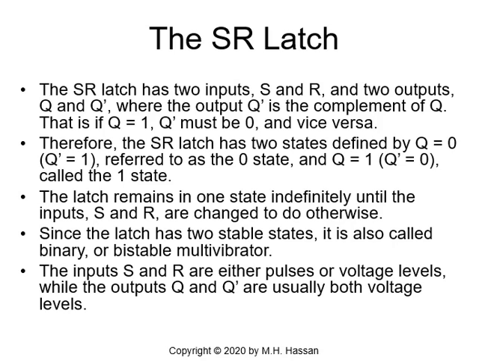In electronics, there are 3 types of multivibrators: astable, which generates a square wave clock shape, monostable, and bistable, which is the SR latch. The inputs S and R are either pulses or voltage levels, while the outputs Q and Q prime are usually both voltage levels. So when we say the output Q is 0, it means 0 volt. When we say the output Q is 1, it is 1 volt.